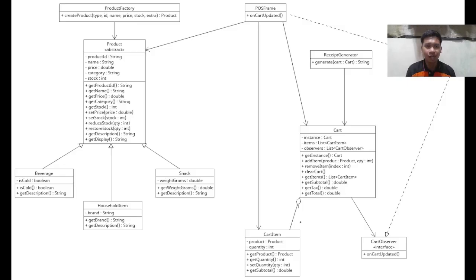On the right side, we have cart, which follows the singleton pattern, meaning only one instance of the cart exists during runtime. The cart also implements the observer pattern, where it notifies the POSFrame whenever there are changes in the cart, such as adding or removing items. We also have the product factory, which is responsible for creating product objects by name dynamically. This follows the factory pattern. And lastly, the receipt generator. It is used to generate the final receipt after checkout. And overall, this UML diagram shows how our system is modular, organized, and follows proper object-oriented design.